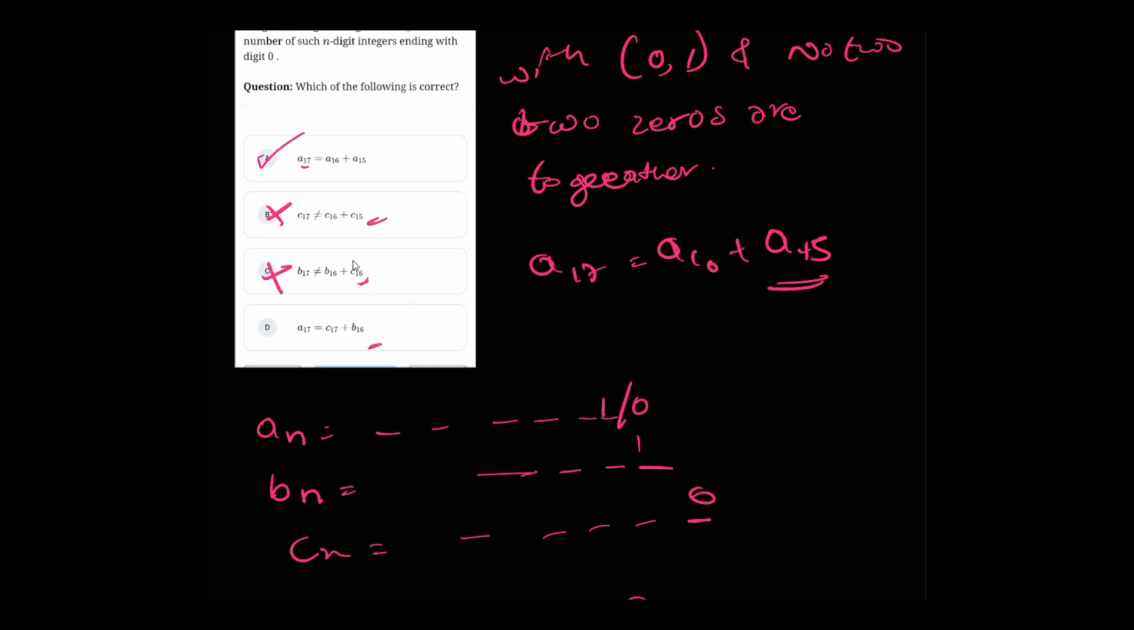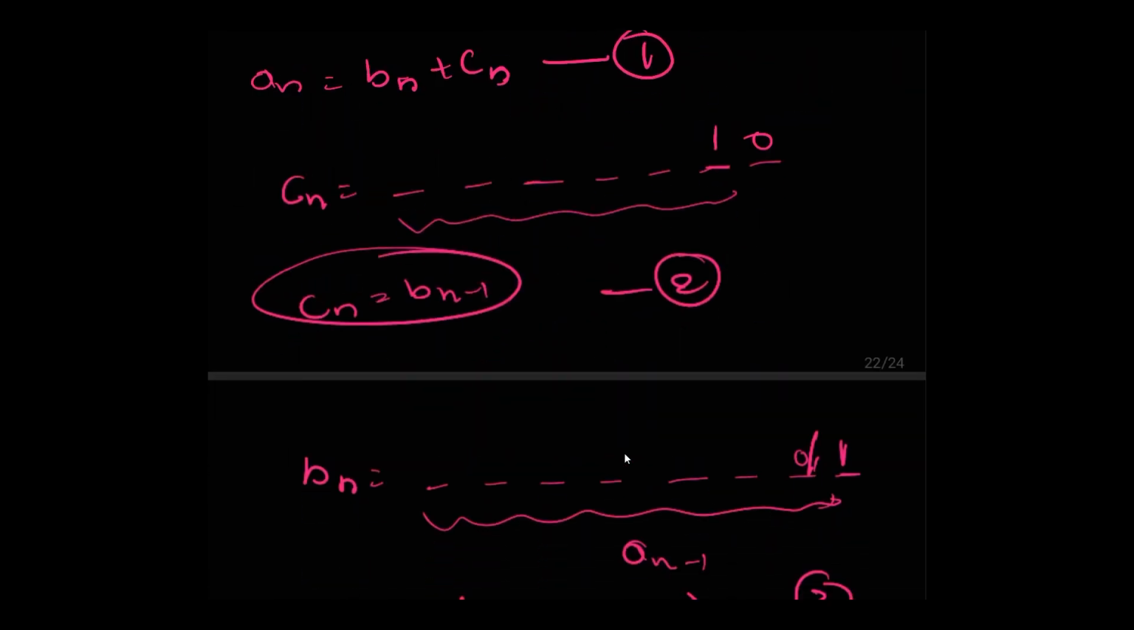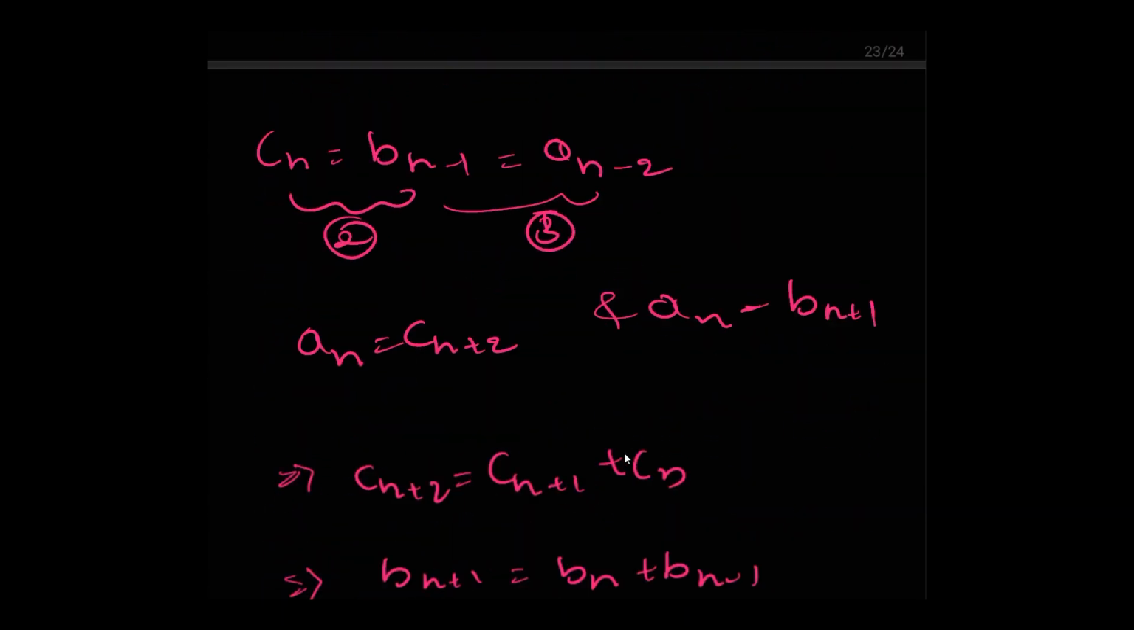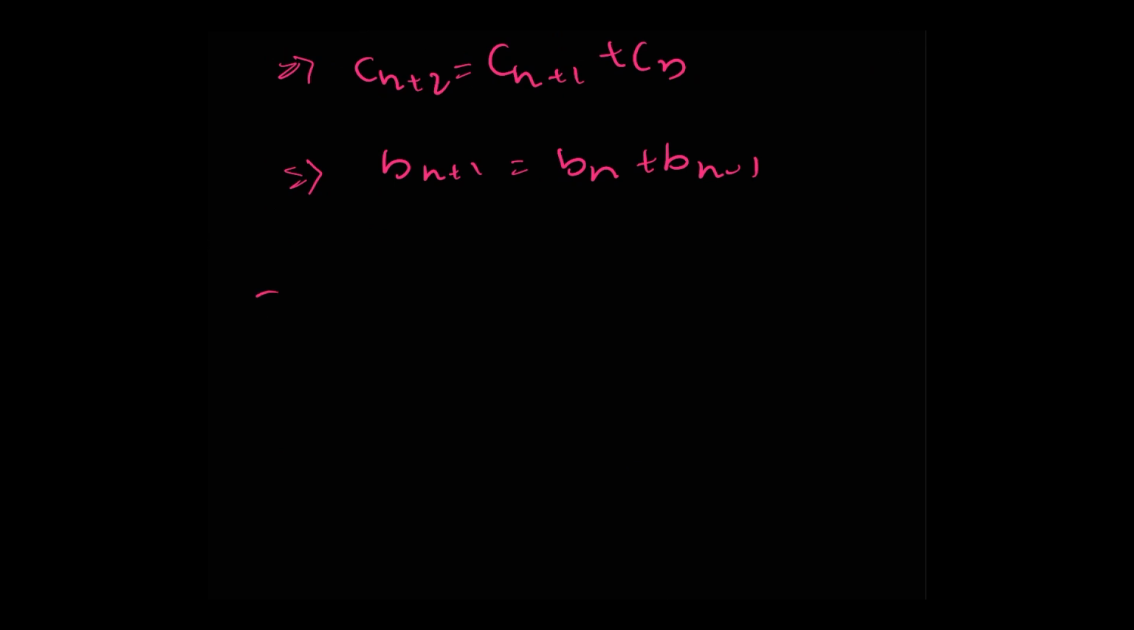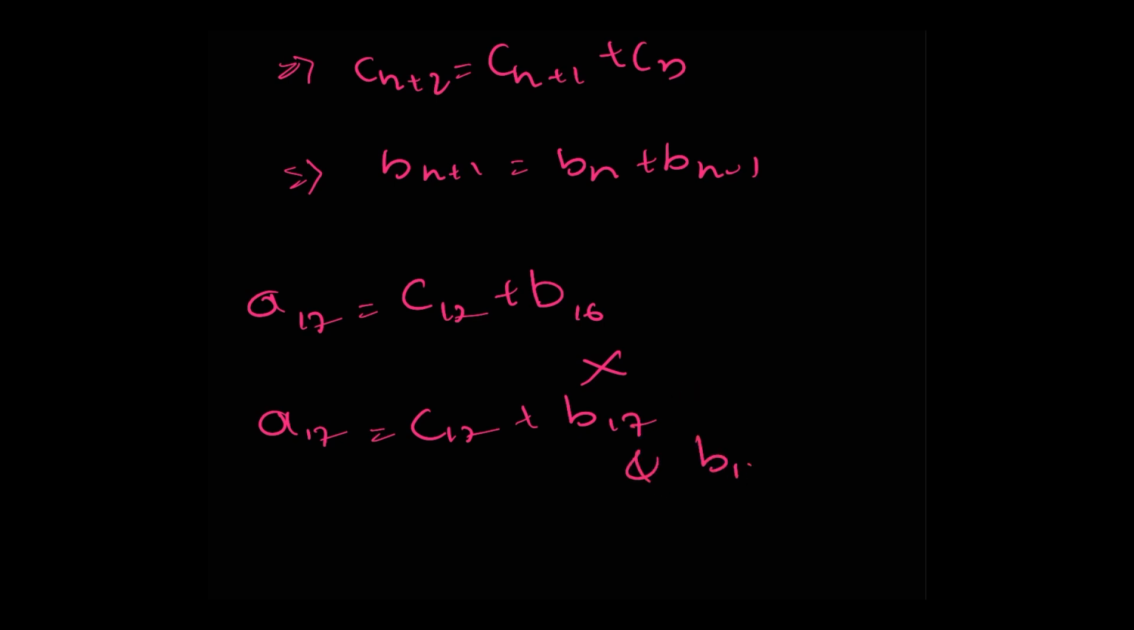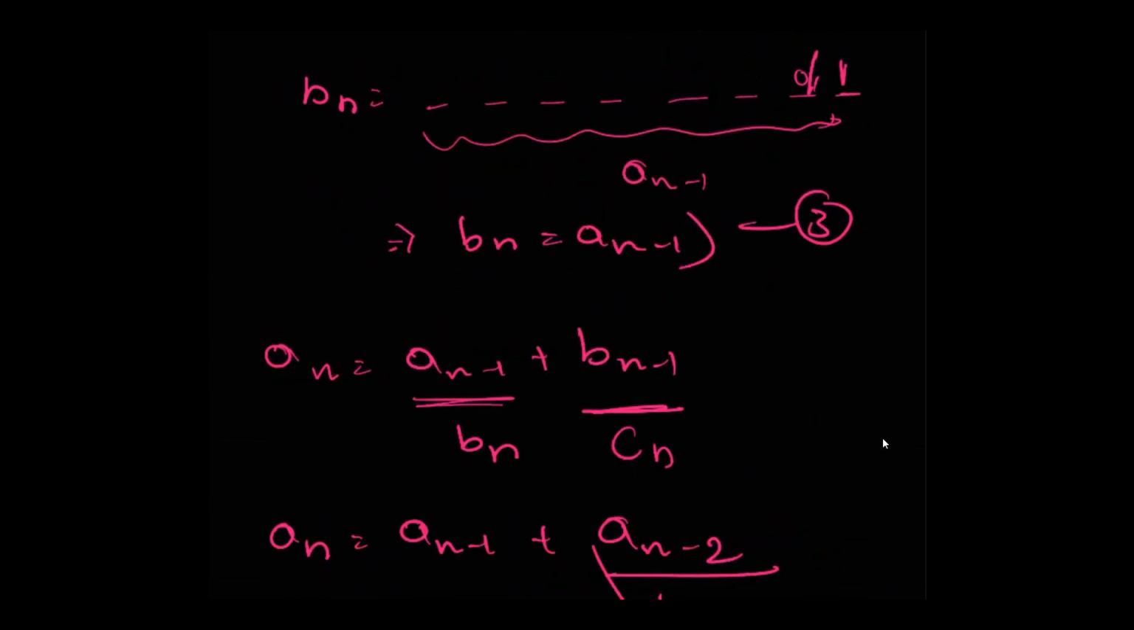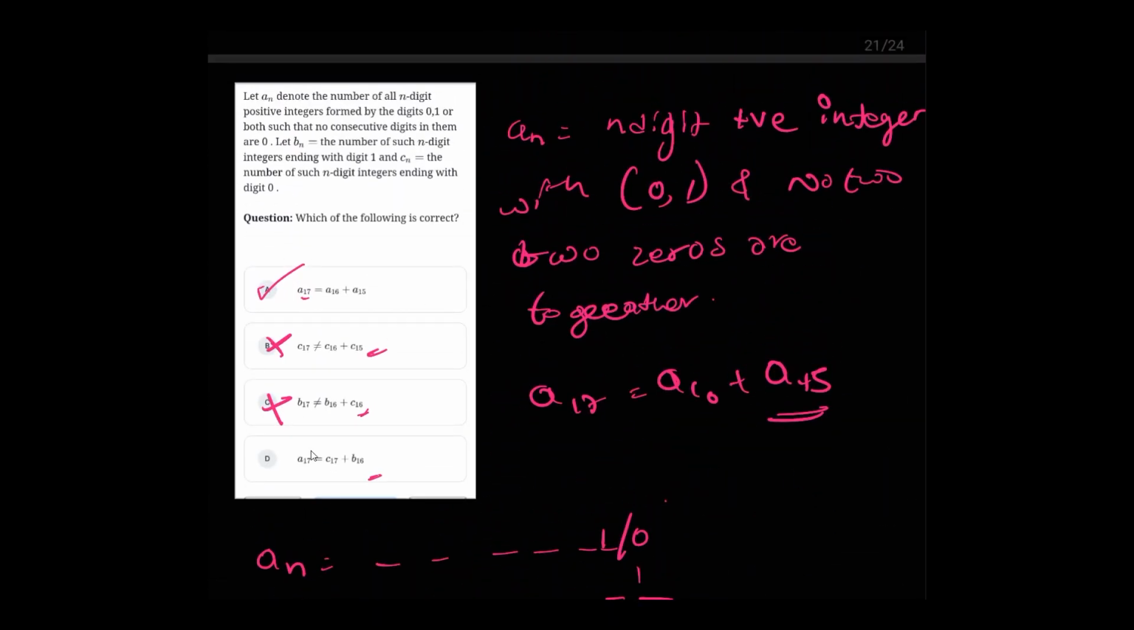For the last one, A17 equals C17 plus B16. This is wrong since A17 equals C17 plus B17, and B17 does not equal B16. Therefore, option A is the right answer.